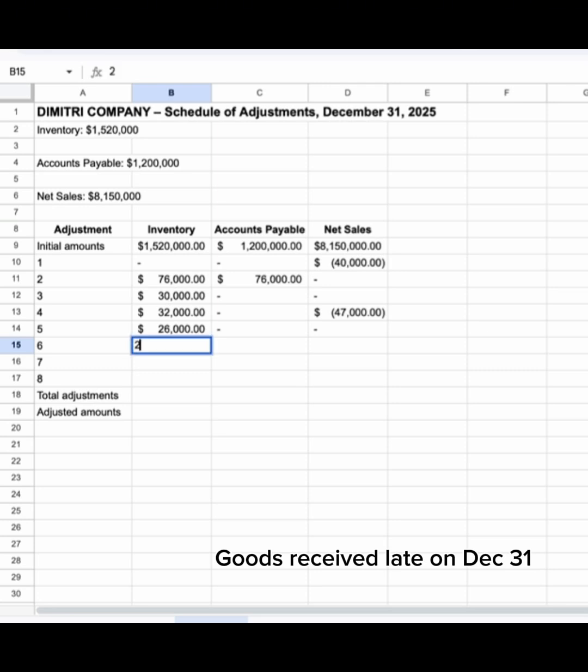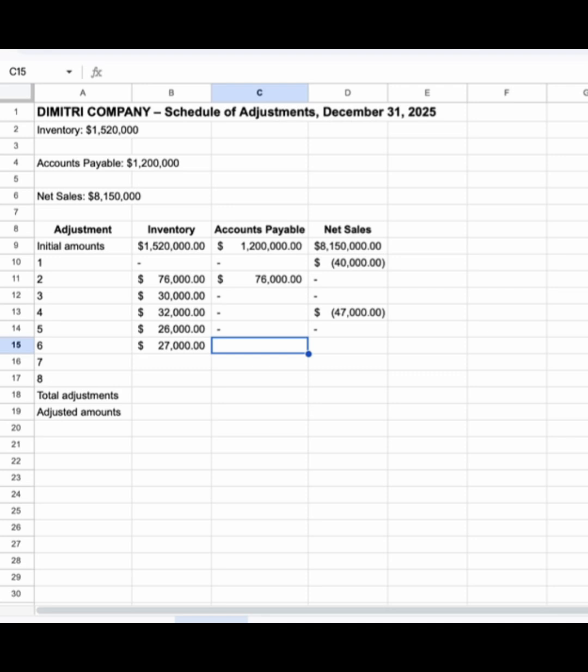Adjustment 6. Goods costing $27,000 were delivered late on December 31. They arrived before year-end, so they should be included in inventory, but they were accidentally left out of the count. We add $27,000 to inventory. The invoice was already included in payables, so no change there.